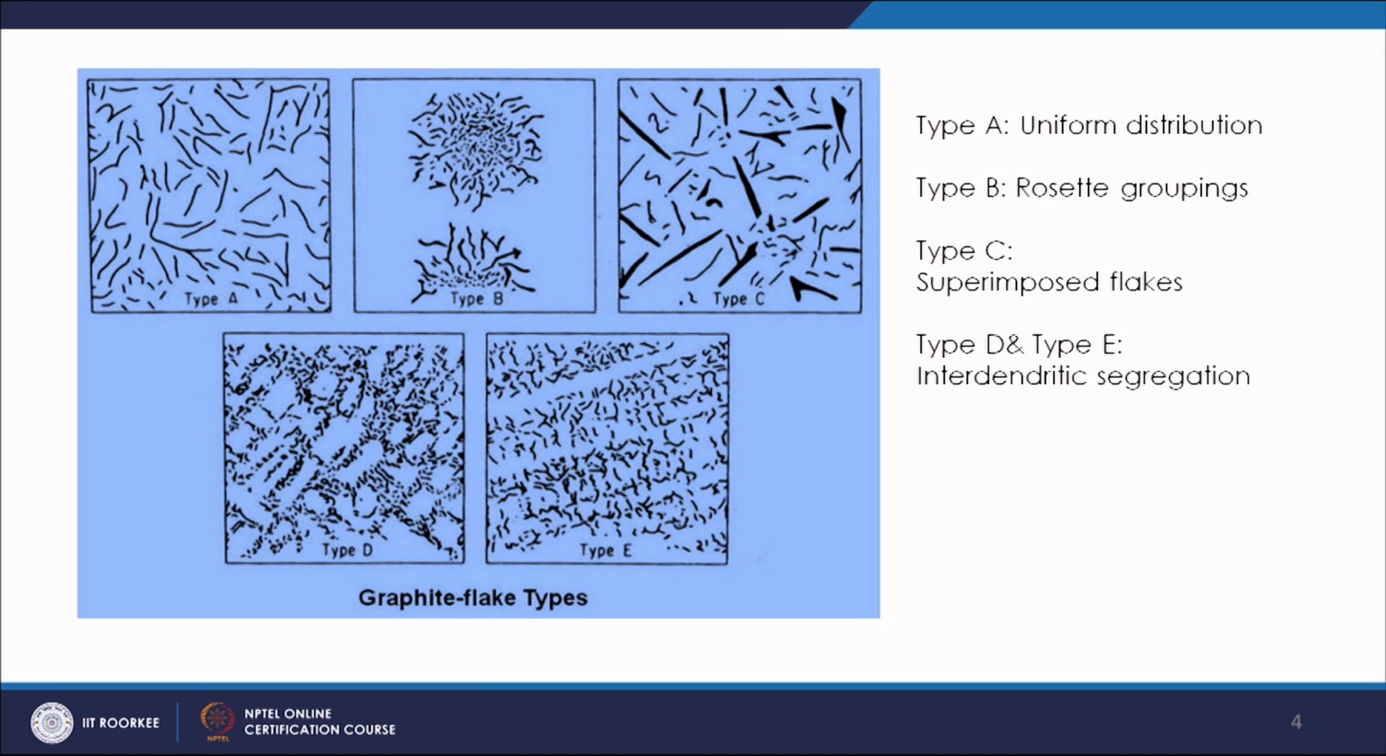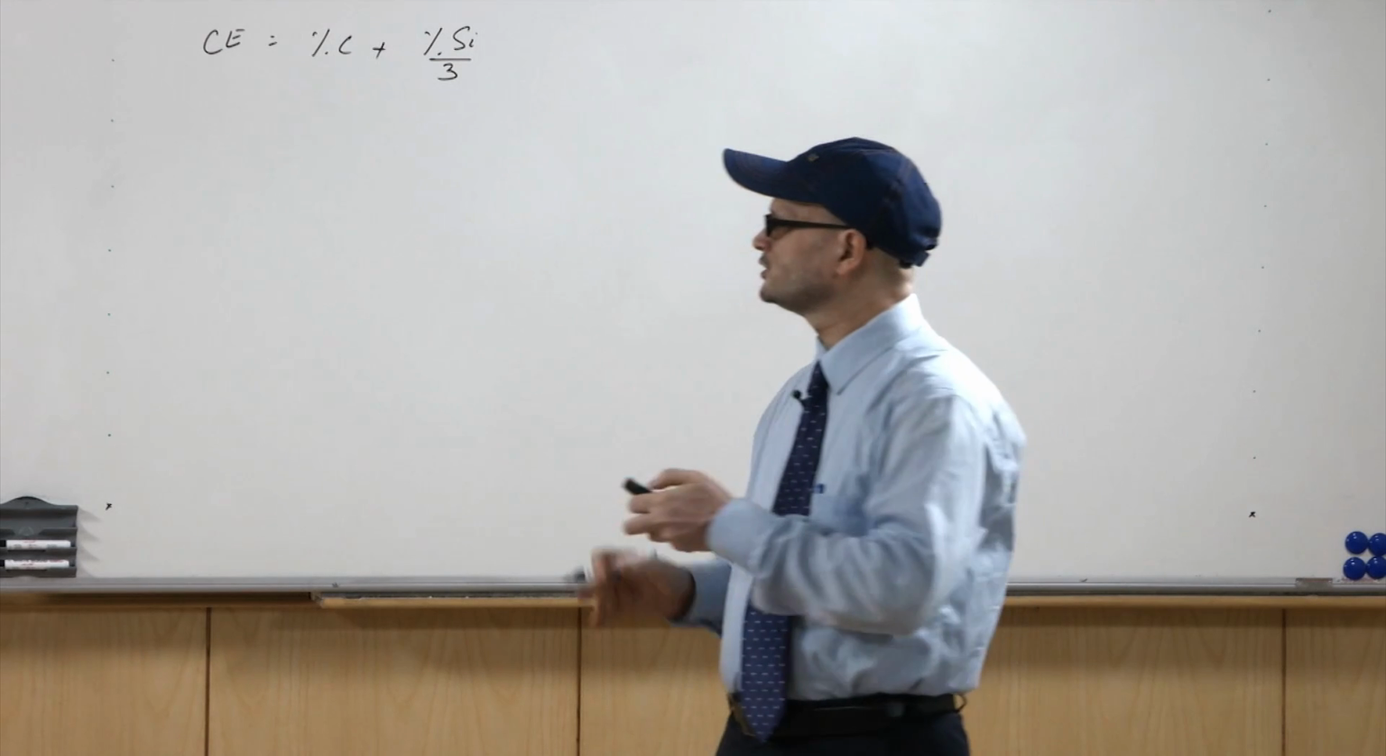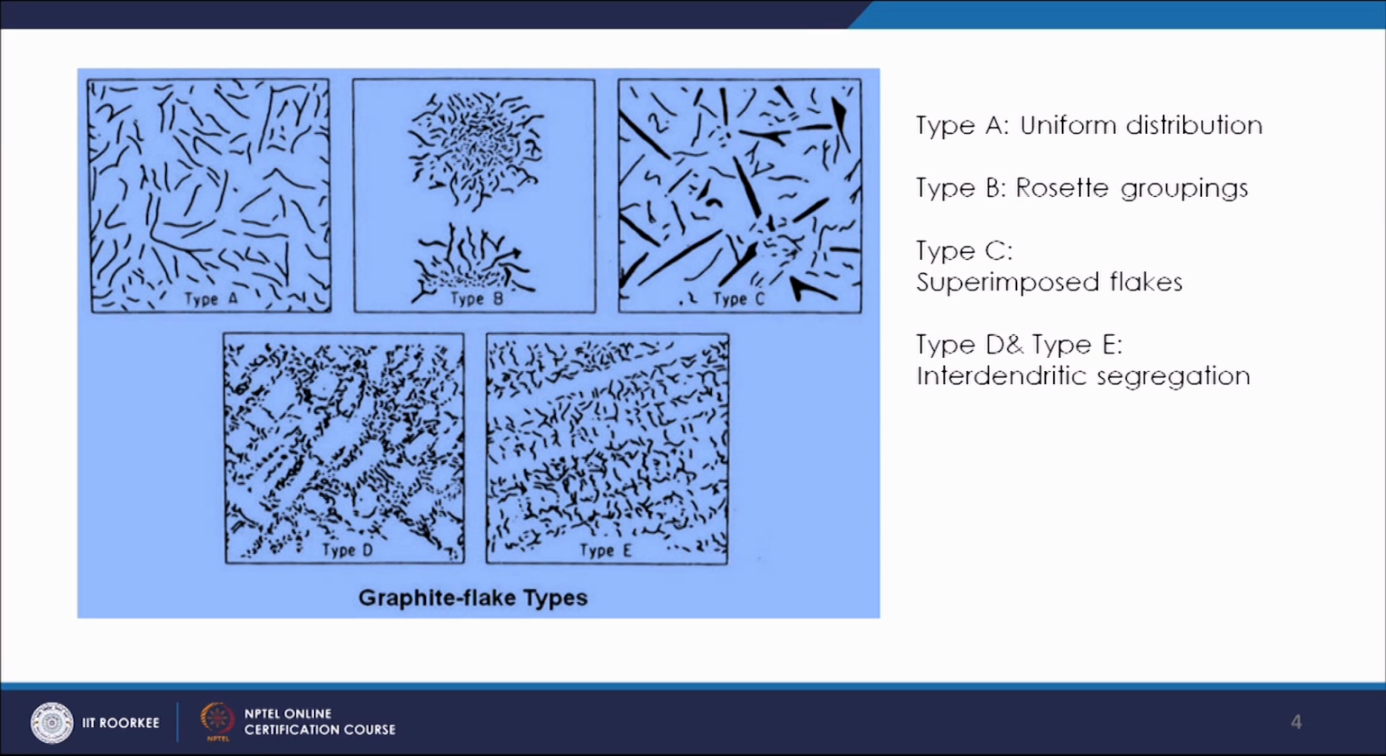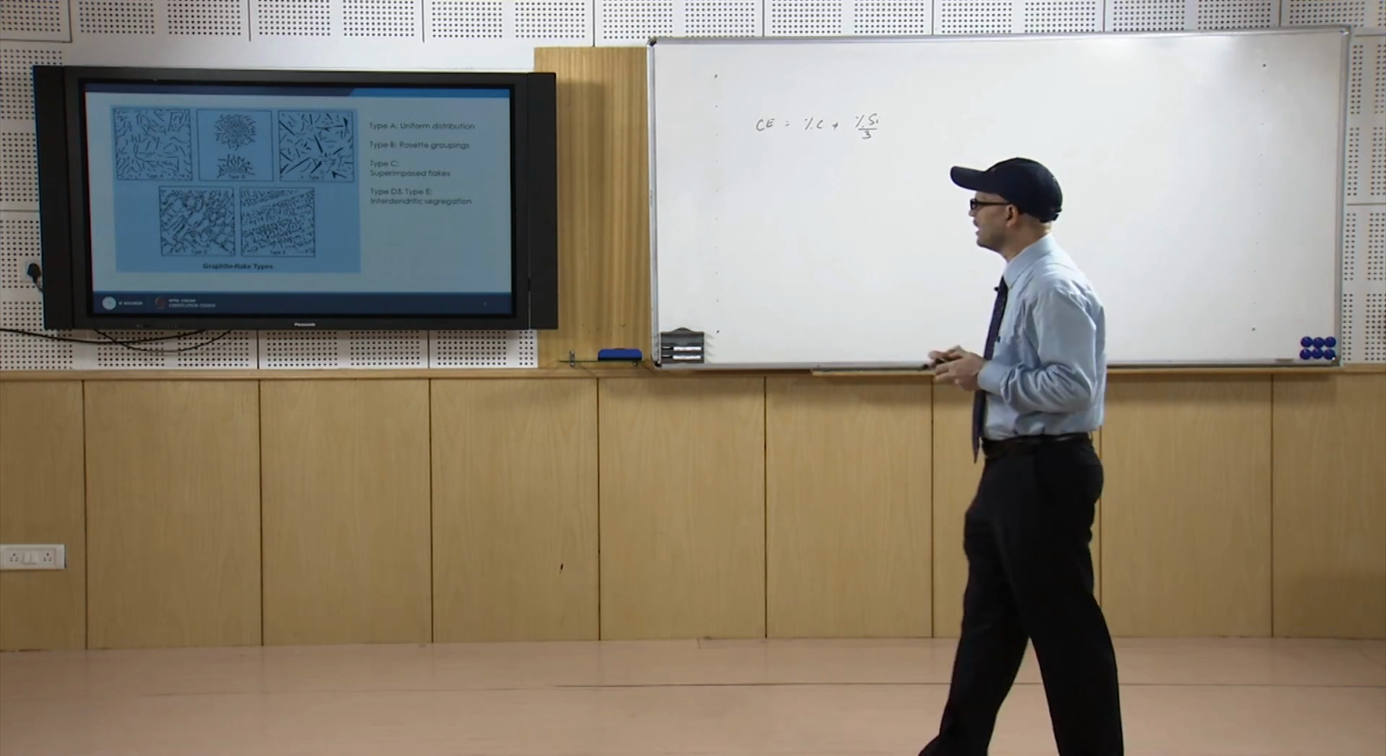As we know, this is the type B, which is known as rosette grouping type of graphite structure with random orientation. Similarly, this type C is known as the superimposed flakes type of graphite with random orientation. Type D is the interdendritic segregation with random orientation. We see that this is the interdendritic type of segregation, and then you have the random orientation here, whereas type E is also having interdendritic segregation type flakes, but it has a preferred orientation. So, normally type D and type E are not the preferred options, and type A is the most preferred option as far as the graphite flake types are concerned.